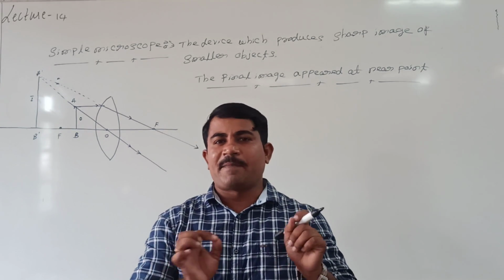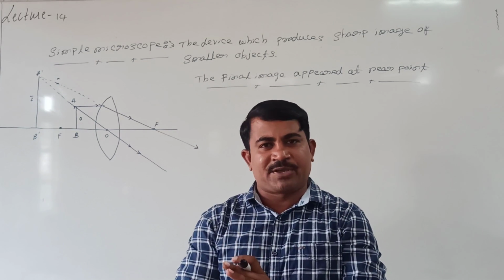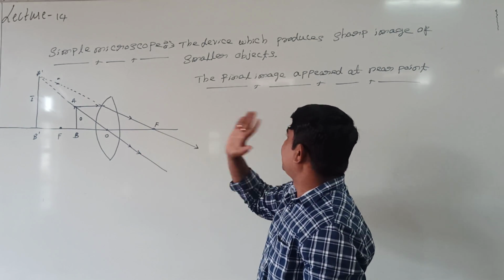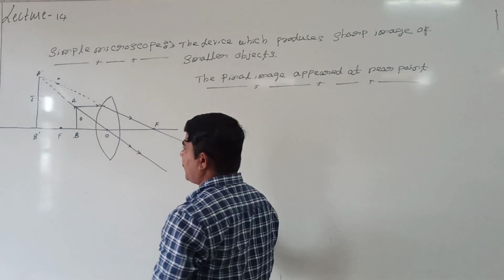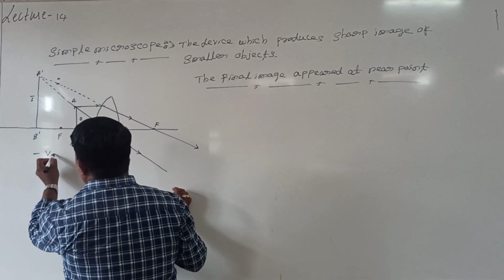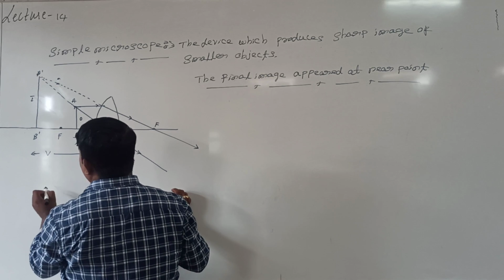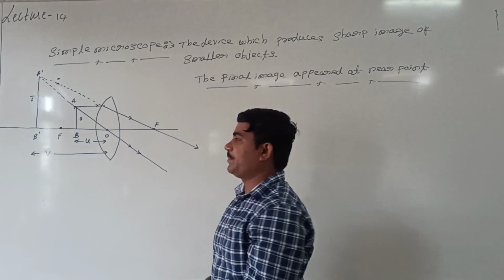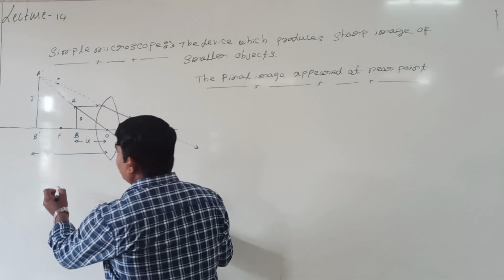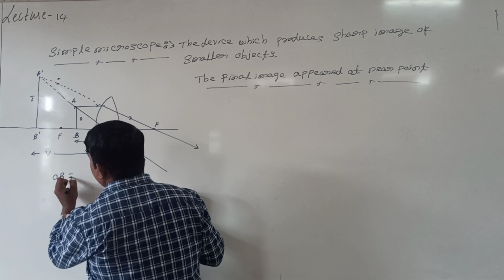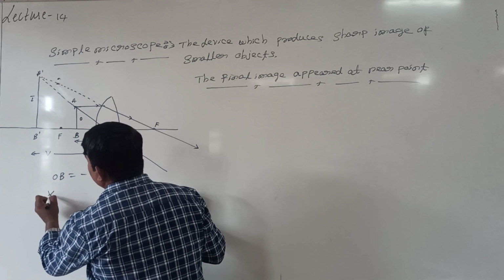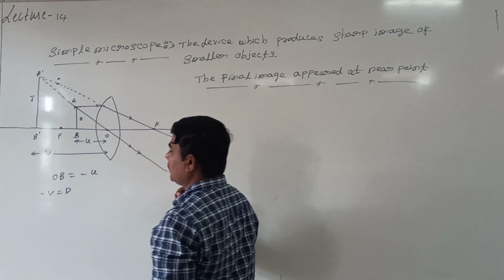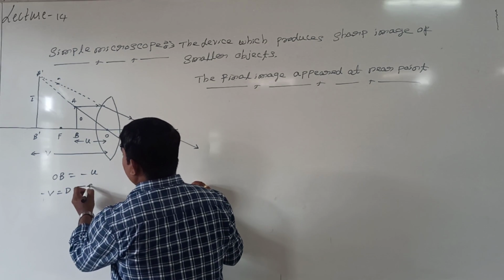Then what are magnification and angular magnification? That we will see for the simple microscope. I mean, the image appears at the near point. Near point means where the image can appear, exactly at this point, represented by V, and where the object is available is represented by U. So from this, OB is equal to minus U, and V is equal to D. The image appears at the near point, represented by minus V, which is equal to OB dash.